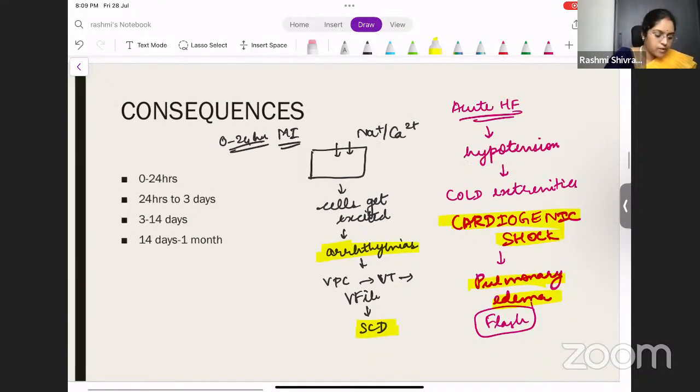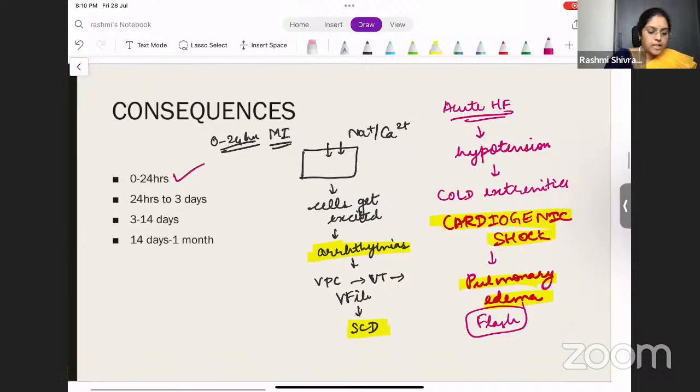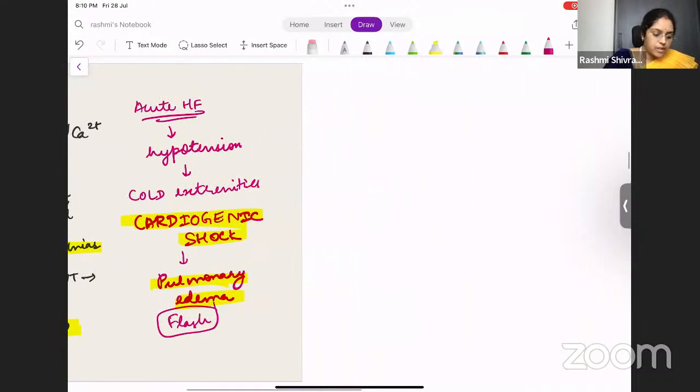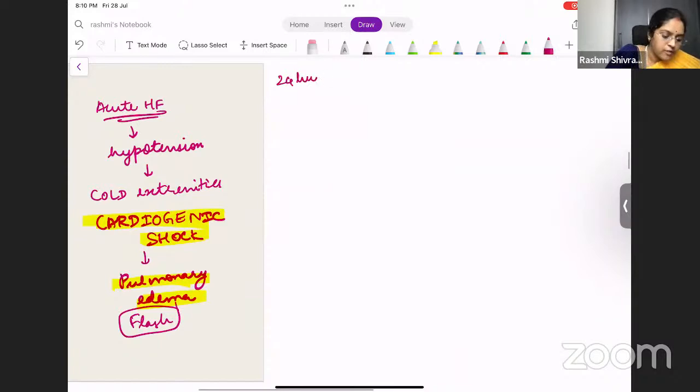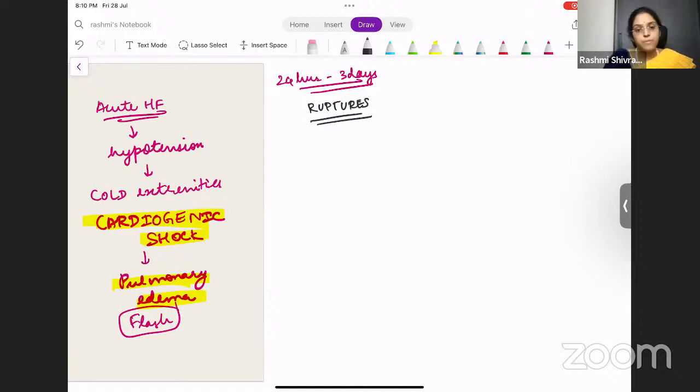Moving on. What happens in the next period, from 24 hours to 3 days, for 2-3 days? This is characterized by ruptures. This is very simple; I'm telling you so that you can remember easily. The first 24 hours have the very severe complications, and in the next 3 days your patient will have a lot of ruptures. So what are all the things that can get ruptured?